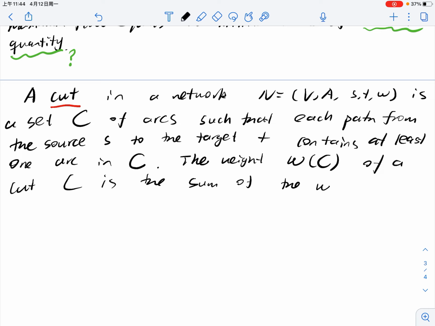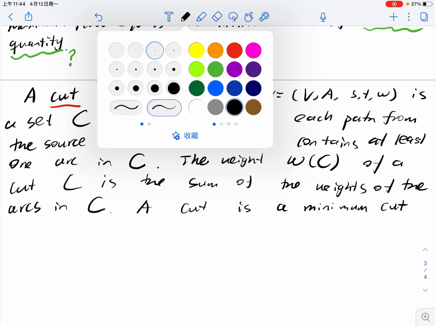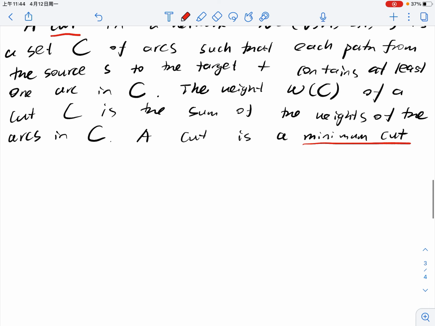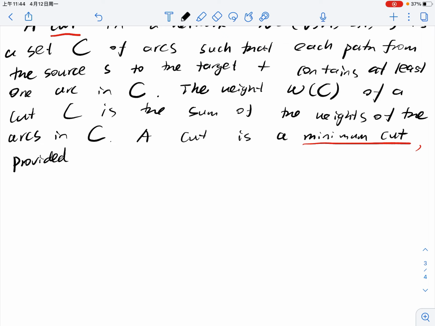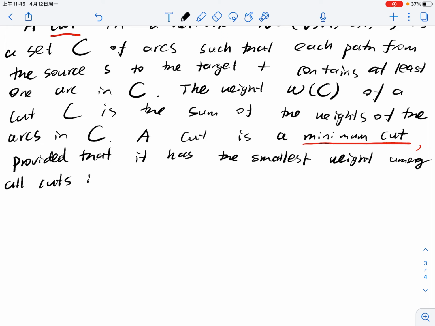The weight omega of C of a cut C is the sum of the weights of the arcs in C, and a cut is a minimal cut provided that it has the smallest weight among all cuts in N.